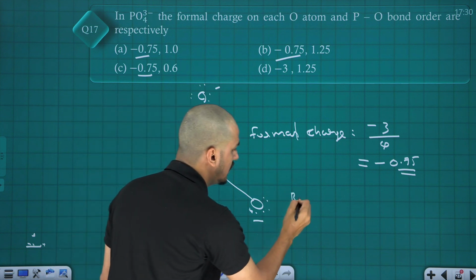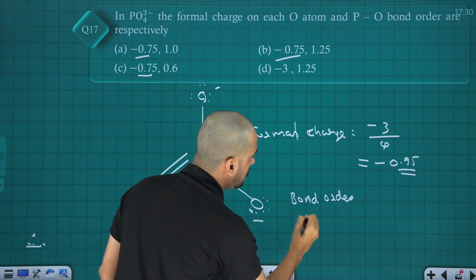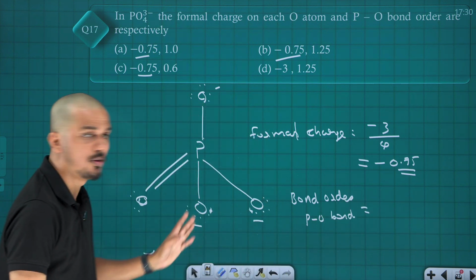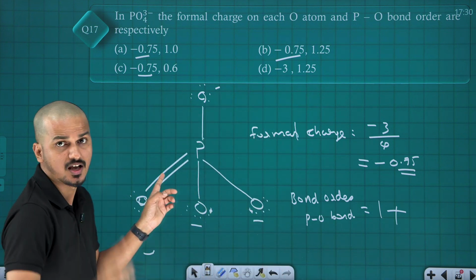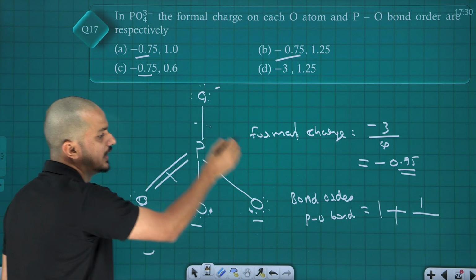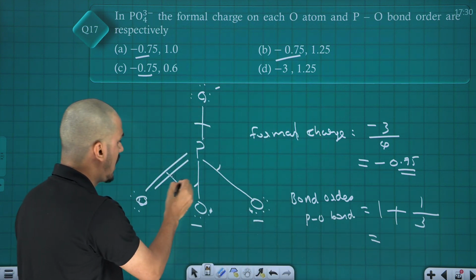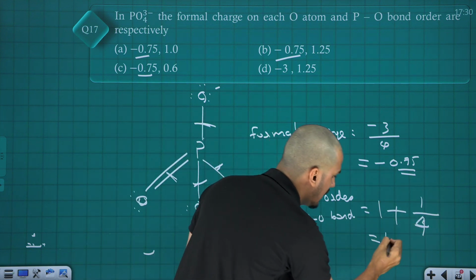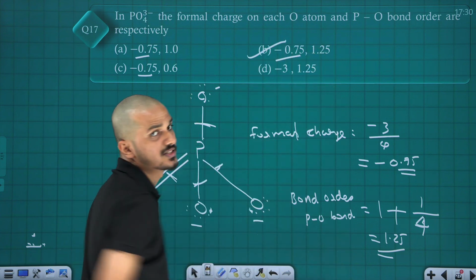What about the bond order? Bond order between the PO bond is equal to 1 plus the number of pi bonds, divided by the number of sigma bonds. How many pi bonds are here? 1. How many sigma bonds are there? 1, 2, 3, 4. Total 4 are there. So 1 plus 1 by 4, that means 1.25. So which option will be coming? Option B is the correct answer.